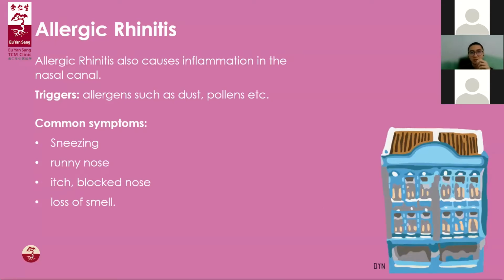So allergic rhinitis. Allergic rhinitis also causes inflammation in the nasal cavity, but the triggers are more due to allergens like dust, pollen, etc. The common symptoms we see are sneezing, runny nose with clear watery mucus, sometimes itchy and blocked nose as well, and also a loss of the sense of smell. The inflamed mucous membrane behind can also cause congestion because it gets inflamed and then expanded. So you experience a blocked nose, and that's also why you have a loss of the sense of smell. Okay, next.